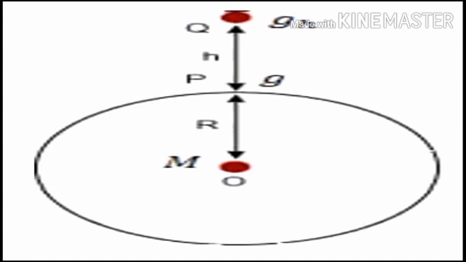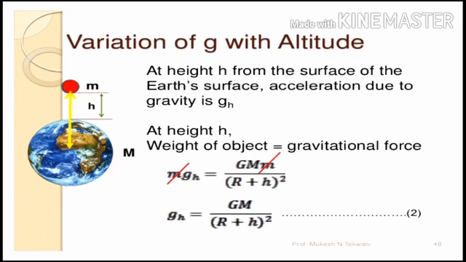Now what happens to the gravitational acceleration? Of course, you will observe that the gravitational acceleration decreases, becoming lesser as compared to the gravitational acceleration at the surface. So at that height, at that altitude, I am going to call the gravitational acceleration small g_h, the gravitational acceleration at that height. Let's discuss how to find the formula for the gravitational acceleration at that altitude.